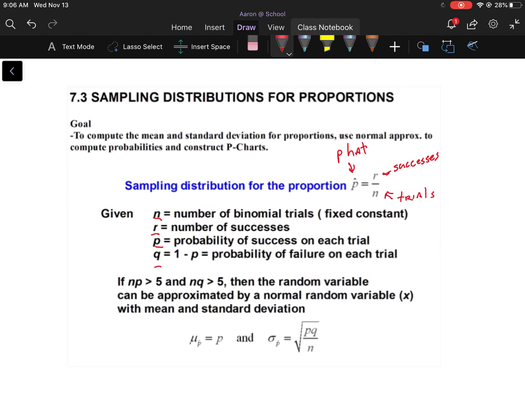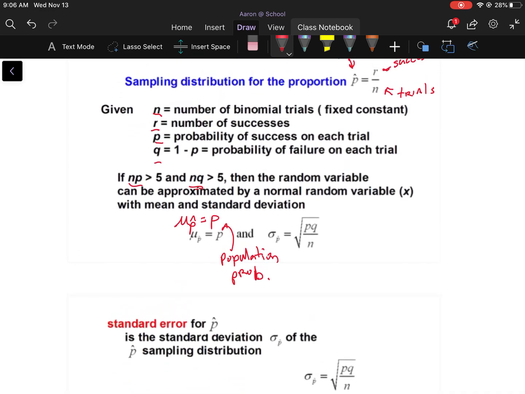Okay, so the idea is that everything about the binomial is going to stay the same. So I'm still going to have to take N times P bigger than 5, N times Q bigger than 5. But now the mean of P hat is the same as my probability of success, or my population probability. And my standard deviation is going to be a little bit different. It's going to be the square root of P times Q divided by N.